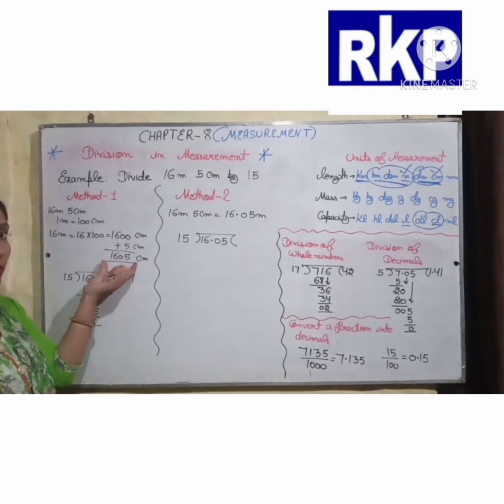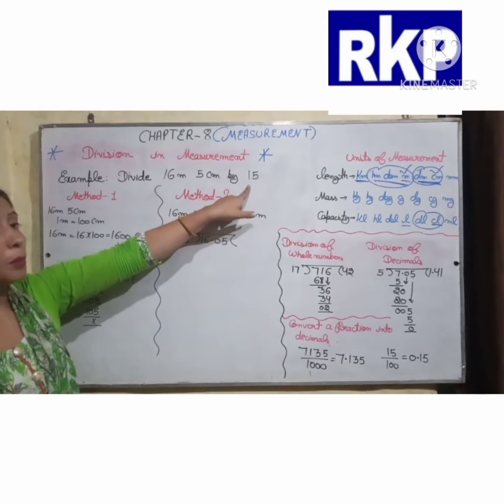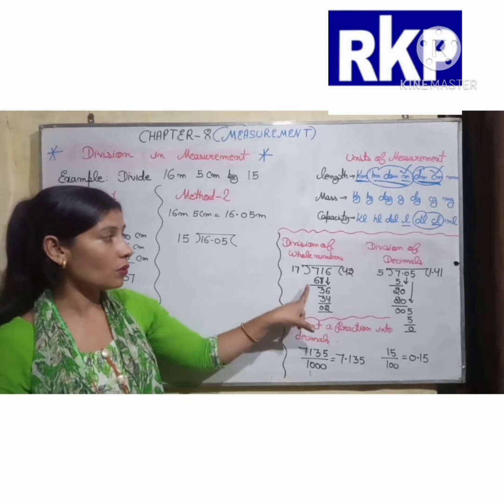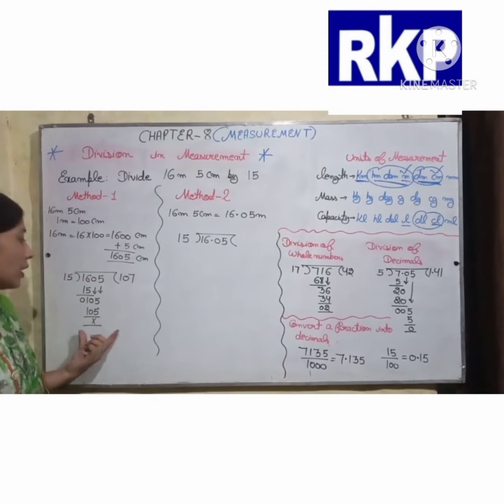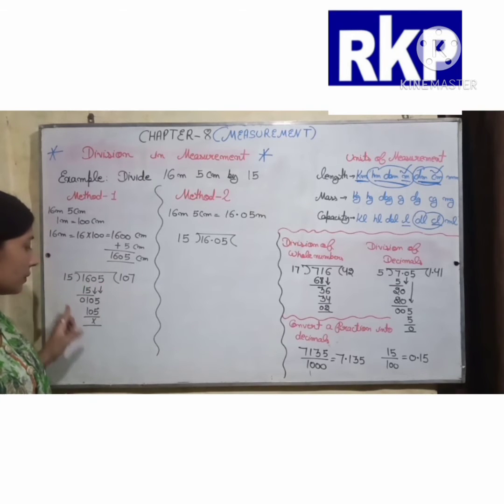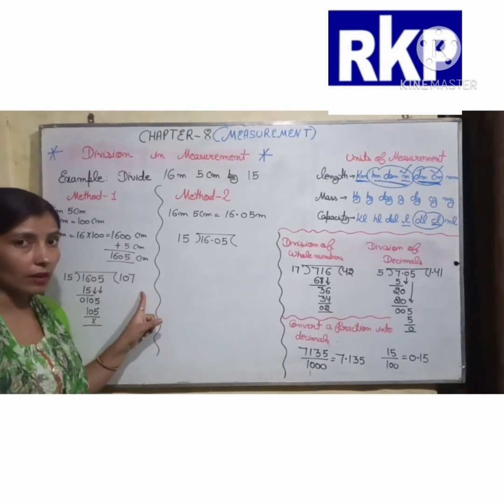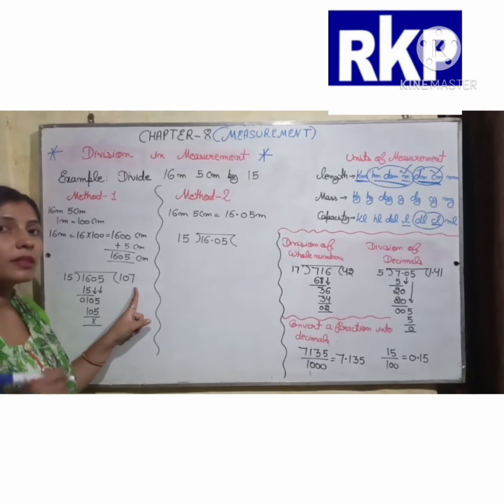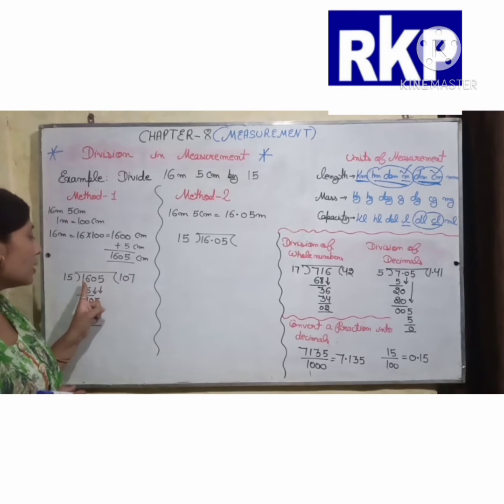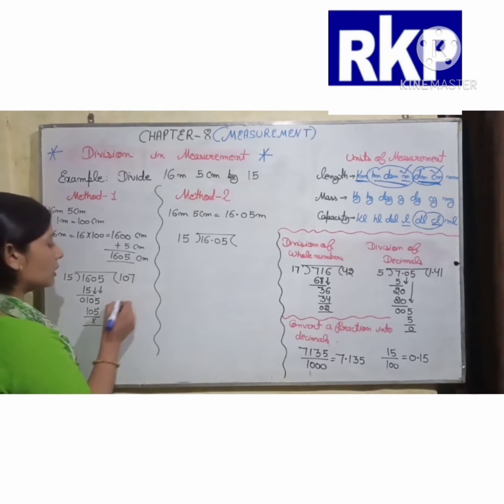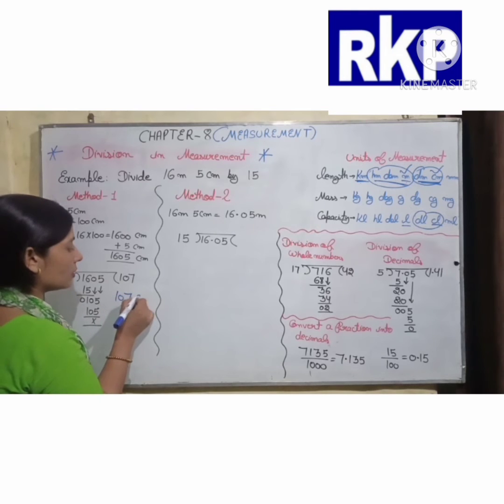Now we have to divide 1605 with 15 like whole numbers. Like the division of whole numbers. And when we divide 1605 with 15, then we get 107 answer. 107 meter or centimeter? Centimeter, because here 1605 centimeters we have. So these are also centimeters.